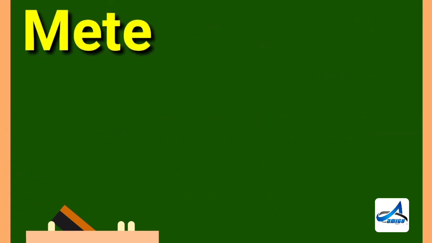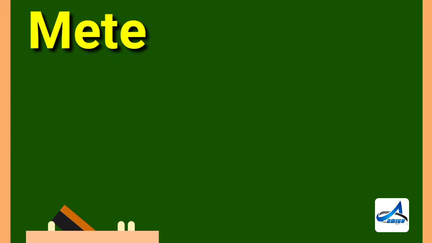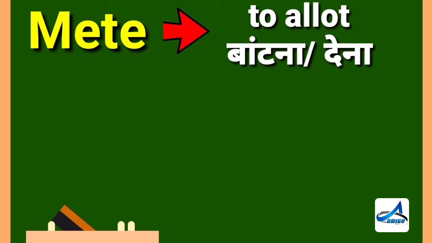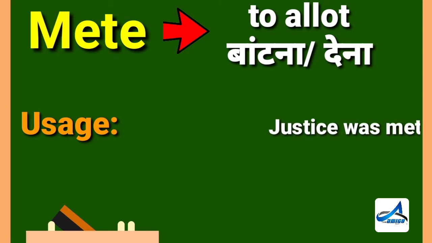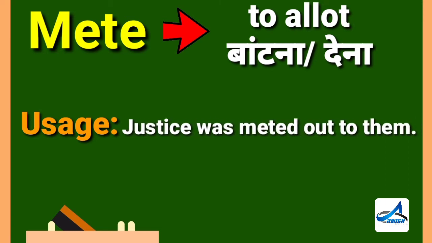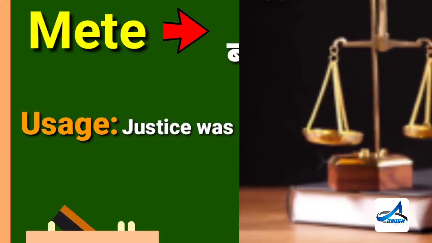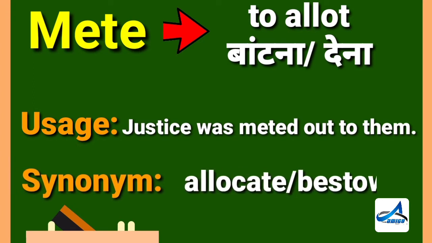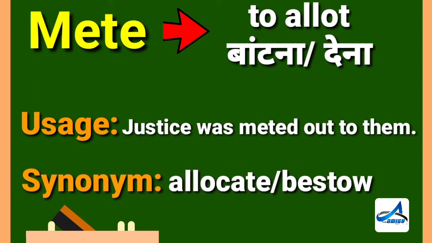The next word that I have for you is meet. Repeat after me, meet. Friends, meet means to allot justice or a punishment. In Hindi it is baantna ya fir dena. Now moving to its sentence: Justice was meted out to them. Its synonym is allocate or bestow.